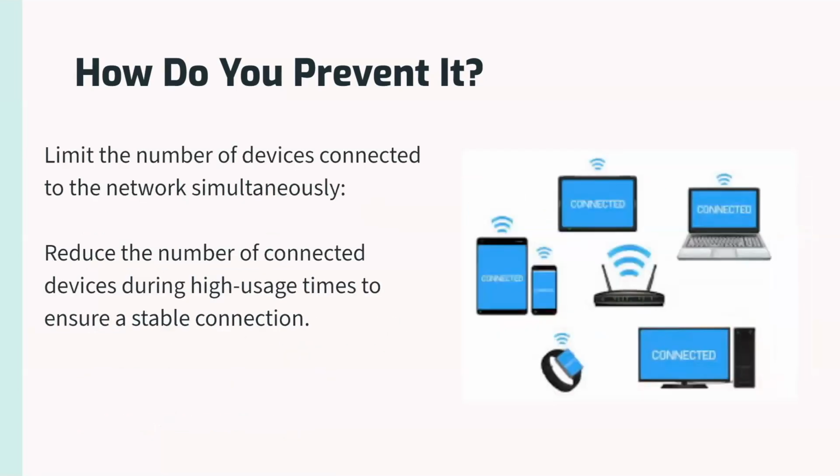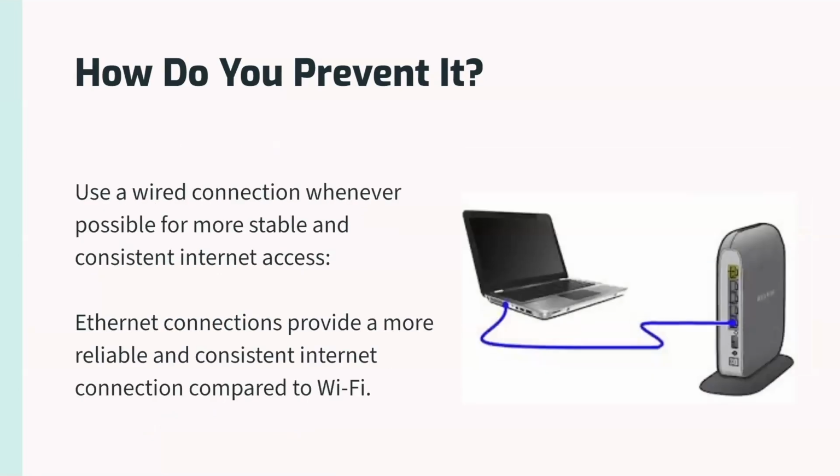You can limit the number of devices connected to the network simultaneously. So you can reduce the number of connected devices during high usage times to ensure a stable connection. You can use a wired connection whenever possible for more stable and consistent internet access. Ethernet connections provide a more reliable and consistent internet connection compared to Wi-Fi.